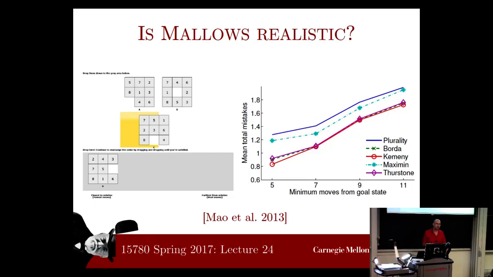So this is a situation, of course, where there is a ground truth. Right? Each state has some distance from the goal state. And so it's really a setting with voting, with a ground truth.